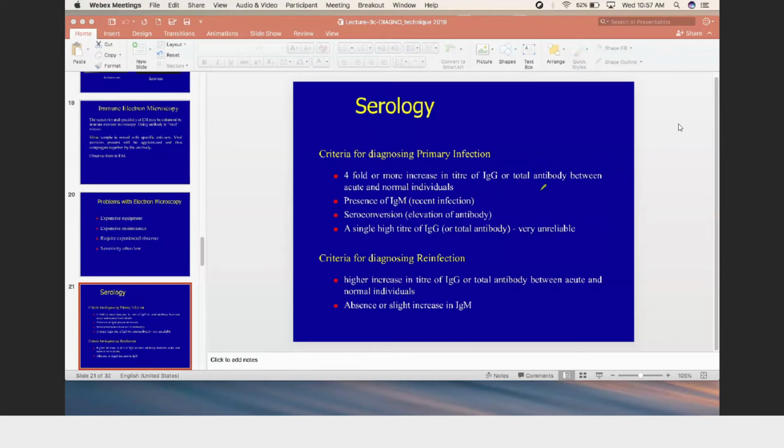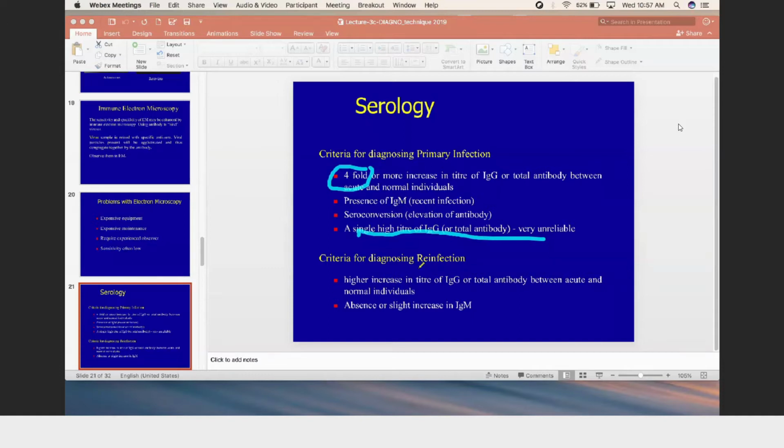Okay? So you have to do a benchmark here. A single antibody titer from a single sample, with no comparison with, let's say, a normal animal, is not useful. You cannot say that. So, for example, here you see fourfold. Fourfold of what? Fourfold of the normal animal.